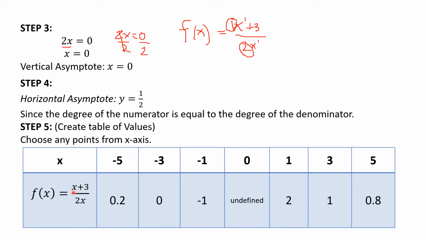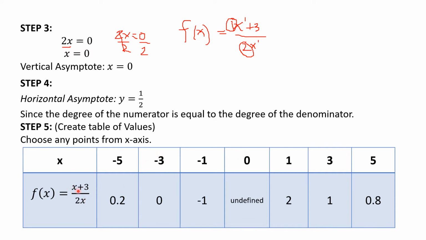function. So let's change this: -5 plus 3 all over 2 times -5. Simplifying, the answer is 0.2. Next, the x value is -3. Substitute it in our function. So all the x that you see in our function will be replaced by -3.